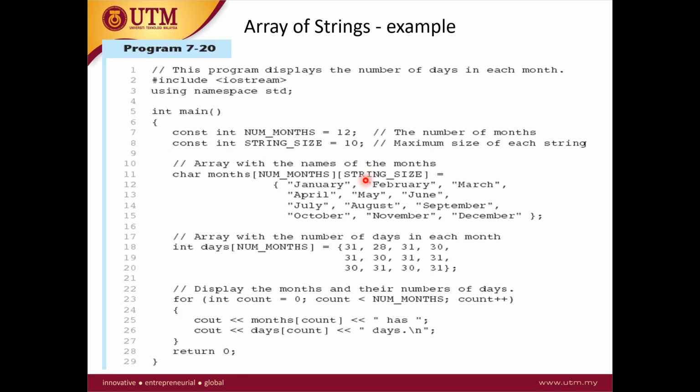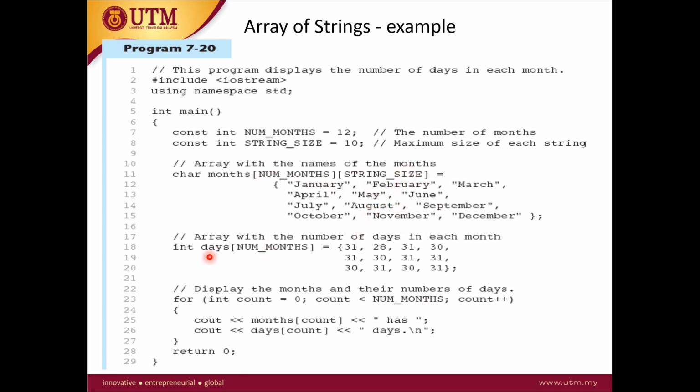So this is an example. It must clarify everything. The number of months is 12, the string size is 10. That means each element in that array which we are going to define for characters, which is months, should not exceed 10 characters. So number of months means we've got 12 values, and the string size is 10. So each string here must not exceed 10 characters. So 1, 2, 3, 4 up to 12. We've got 12 different elements up to the number of months, and this one specifies the size of each string.